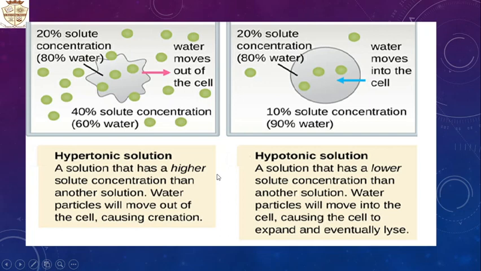On the right hand side, we can see hypotonic solution where the cell is placed. Hypotonic solution will have less of solutes, more of water, and the cell in comparison has less of water, more of solutes in comparison to the environment. So water will move into the cell, causing the cell to expand and finally burst.